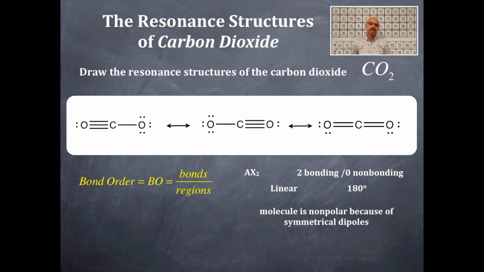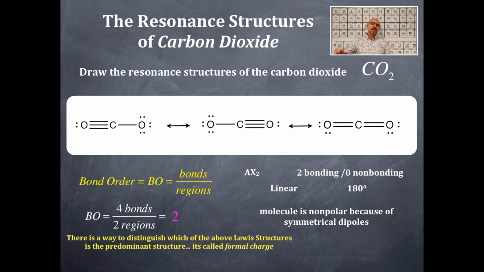The bond order for any one of these is the number of bonds, that is 1, 2, 3, 4, over the number of regions, that is actually 2. So it doesn't matter which one of these resonance structures you're looking at, you're going to get a bond order of 2. I'm hoping that you were able to come up with those two other resonance structures because they are valid, because they do satisfy the octet rule for either of the oxygens and that carbon in the middle. That is critical.